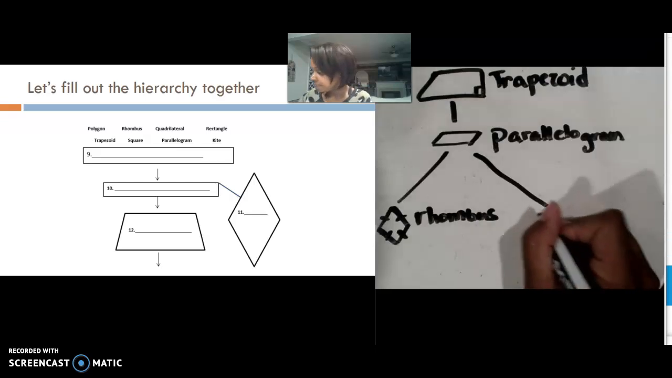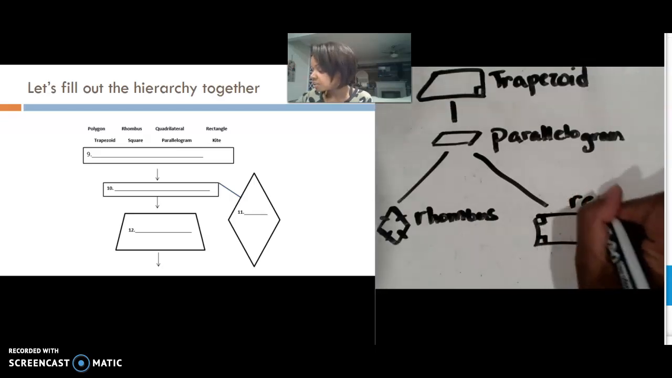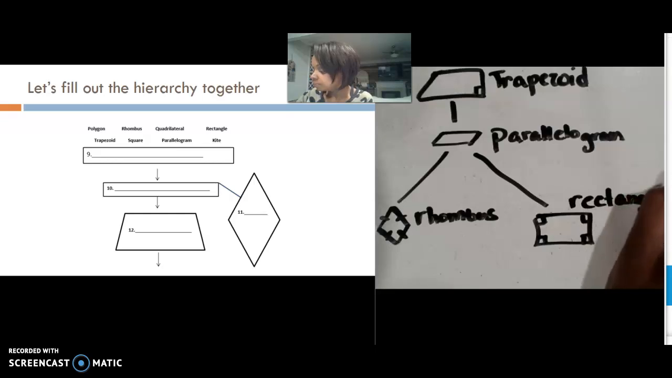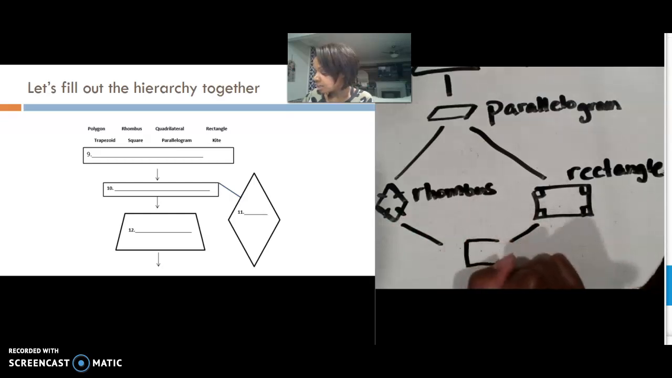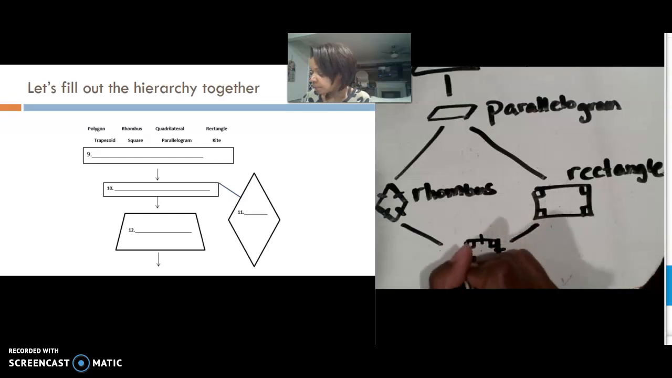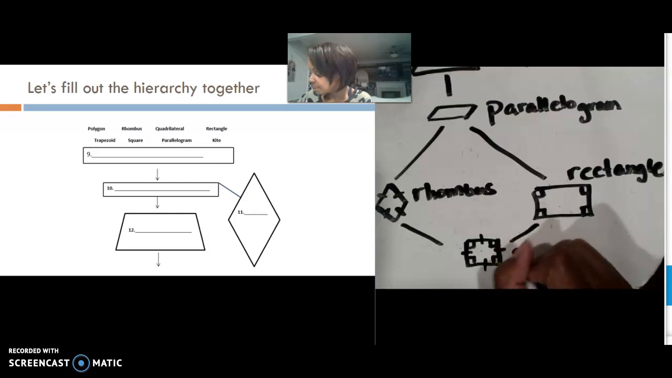Another parallelogram is a rectangle. In a rectangle, to be a rectangle, you have to have 4 right angles. Okay? And then our last parallelogram that we're going to talk about is a square. And to be a square, you have to have 2 specific things that other parallelograms both have, but they only have 1 of them. So you have to have 4 right angles like a rectangle, and you have to have 4 congruent sides like a rhombus.